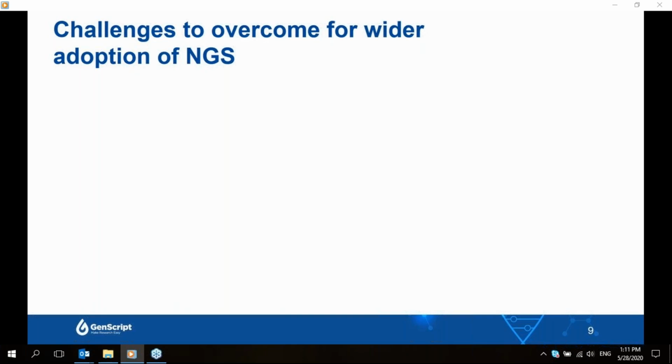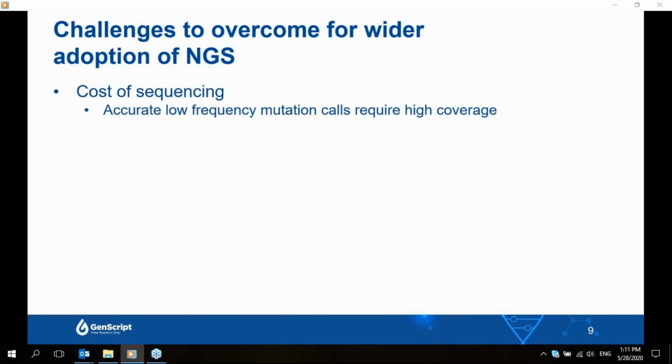As great as NGS is as a technology, there are challenges that require more technological development. First of all, the cost of sequencing is still at a level that's prohibitive to most. This is especially true for those who are interested in detecting low-frequency mutations, for example, at the 0.1% level, where high coverage is really a necessity.